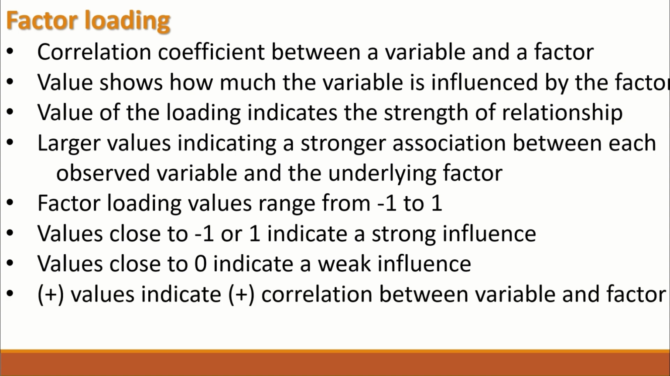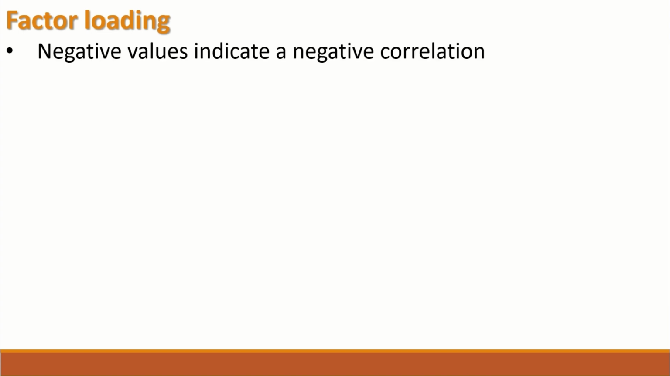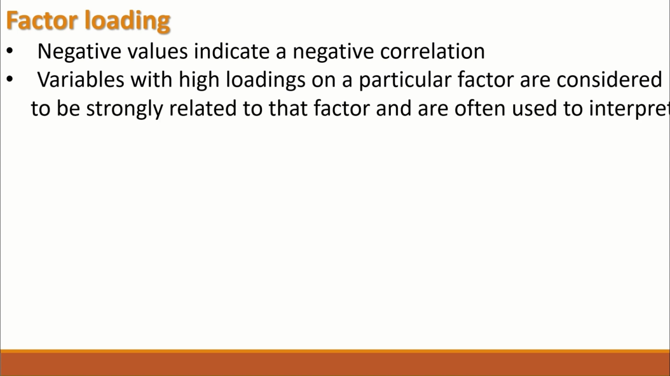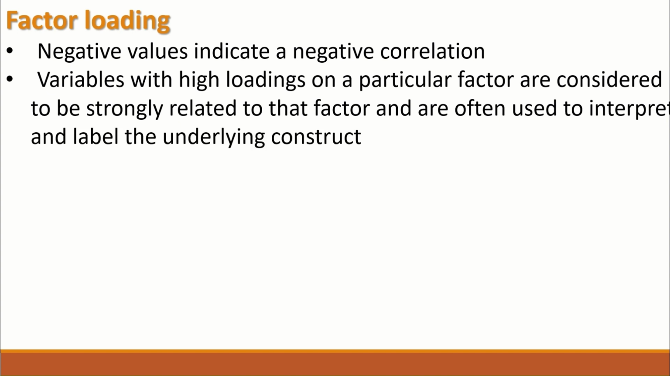Positive values indicate positive correlation between variable and a factor. Negative values indicate a negative correlation. So variables with a high loading on a particular factor are considered to be strongly related to that factor and are often used to interpret and label the underlying construct.